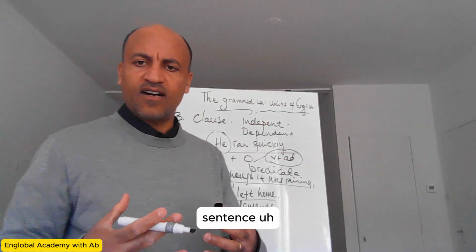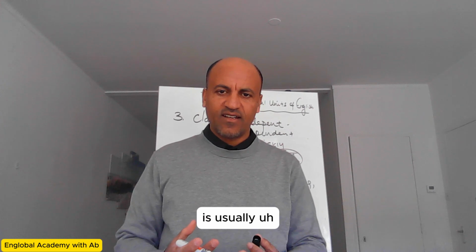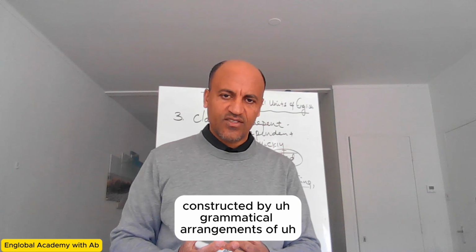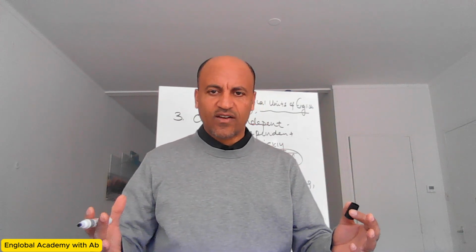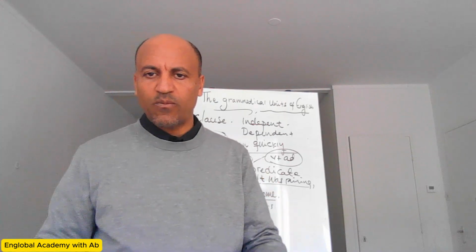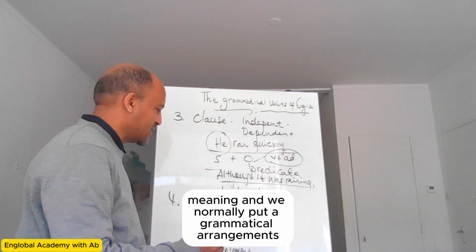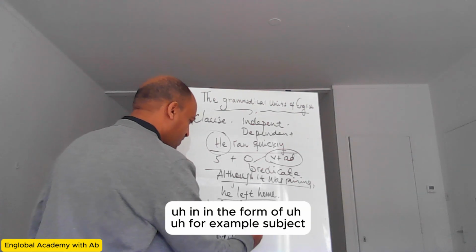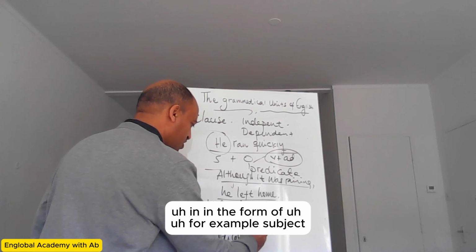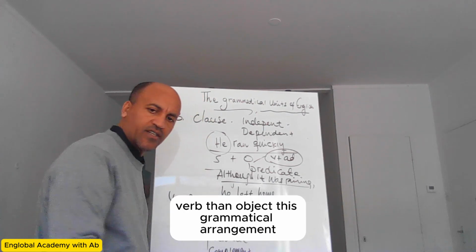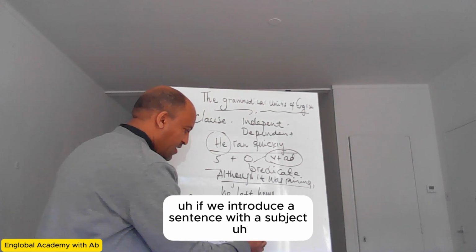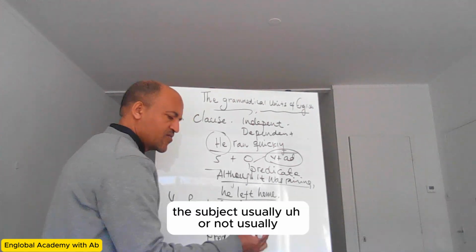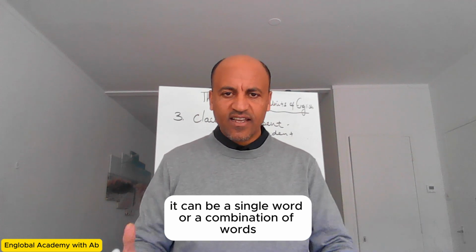A sentence is usually constructed by grammatical arrangements of words. Those meaningful arrangements should give sense or meaning, and we normally put grammatical arrangements in the form of, for example, subject, verb, then object. In this grammatical arrangement, we introduce a sentence with a subject.